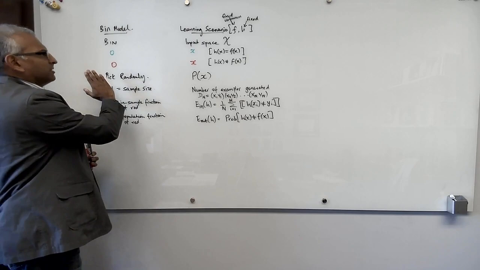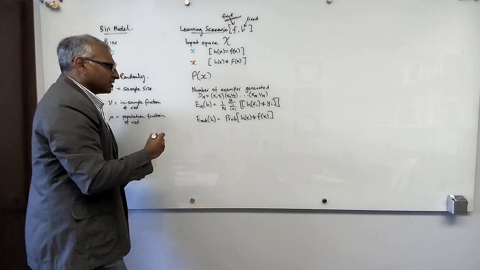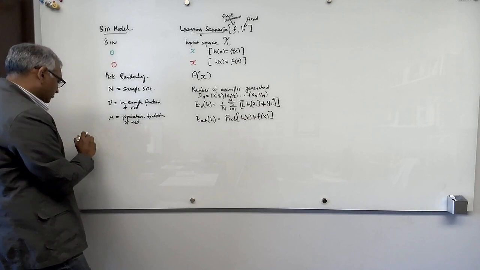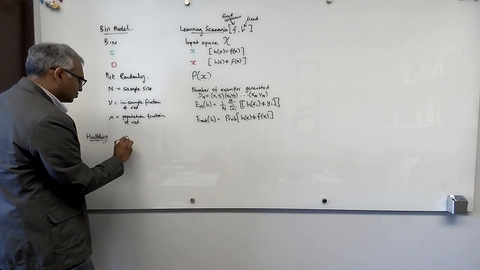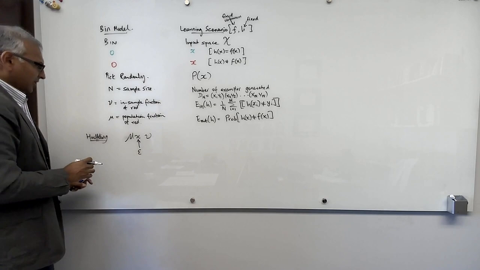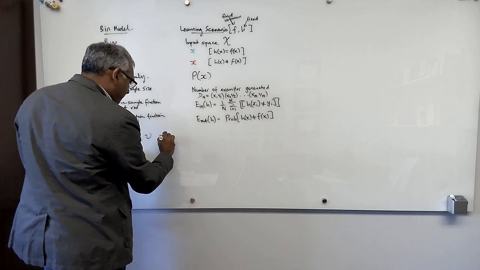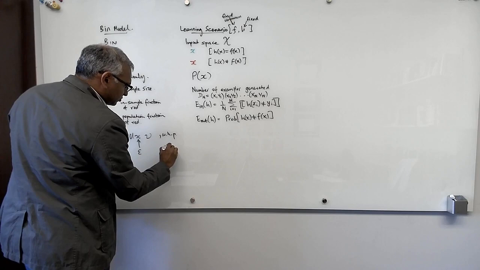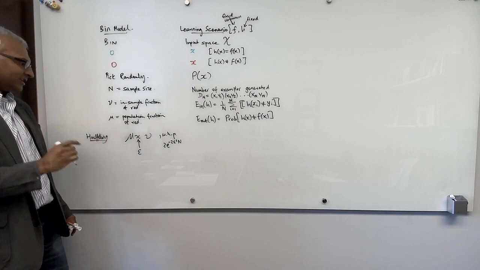and that's what allowed us to conclude via Hoeffding. So what does Hoeffding say? Hoeffding says that mu is approximately equal to nu. And what does this approximately mean? Within some epsilon, which you get to define, and this is not always the case, so with high probability. There's a 2 e to the minus 2 epsilon squared N that governs the probability that you fail to make a correct conclusion when you claim this.